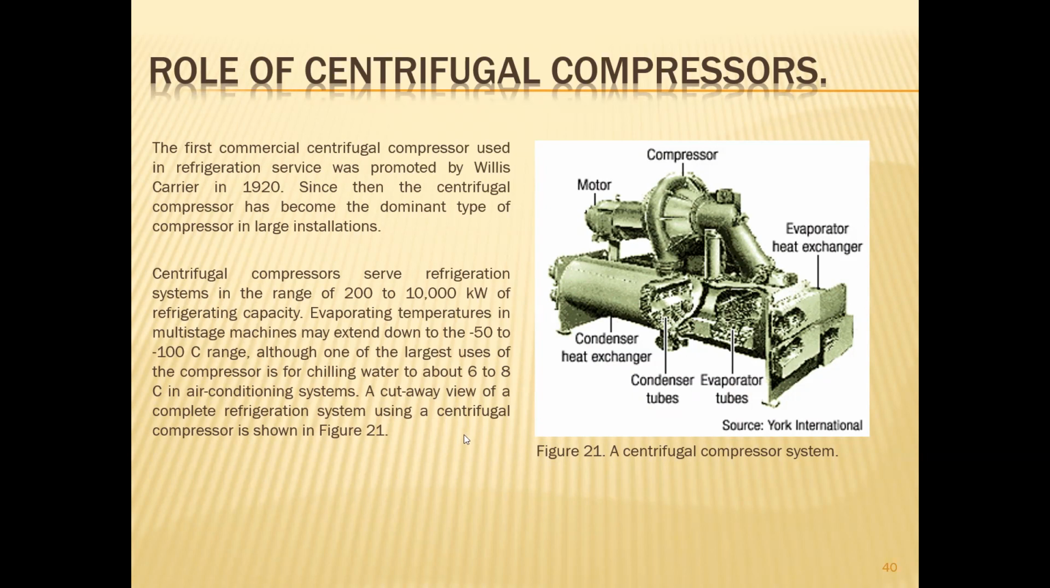Evaporating temperatures in multi-stage machines may extend down to the negative 50 to negative 100 degrees C range. Although one of the largest uses of the compressor is for chilling water to about 6 to 8 C in the air conditioning system. A cutaway view of a complete refrigeration system using a centrifugal compressor is in figure 21.